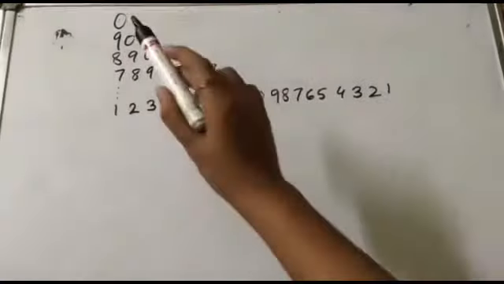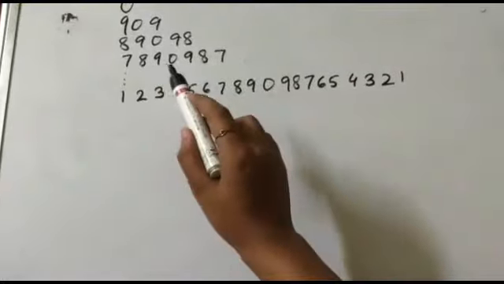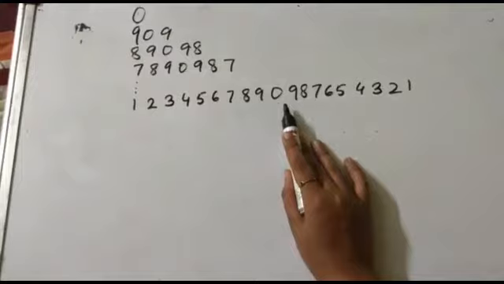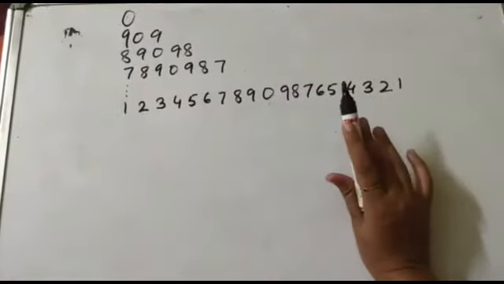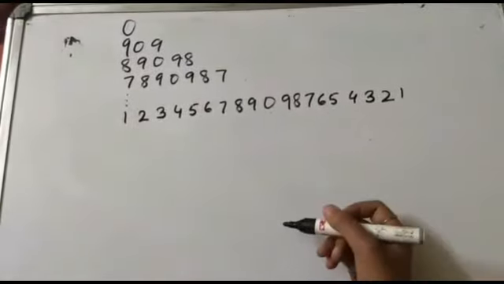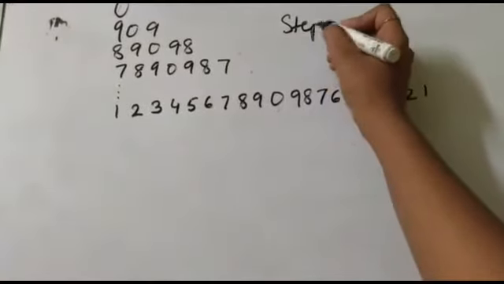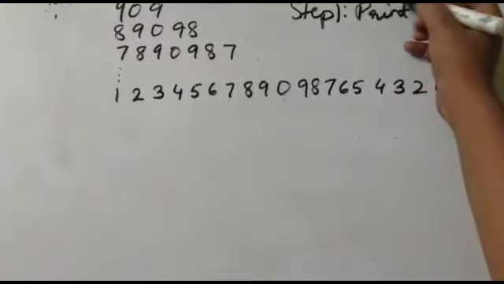So as we can see, we have 0, 909, 89098, 7890987, and so on up to 1 2 3 4 5 6 7 8 9 0 9 8 7 6 5 4 3 2 1. Now the question is how to solve this. First of all, in step 1 we are going to print 0, and we will discuss this step when we've completed writing our entire program. So step 1 is print 0.